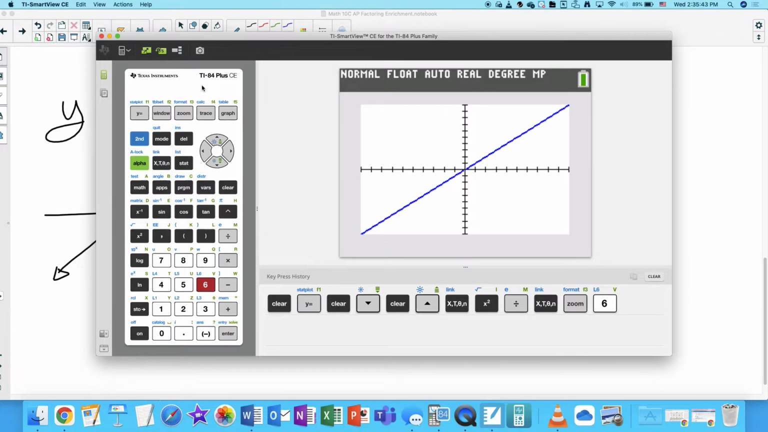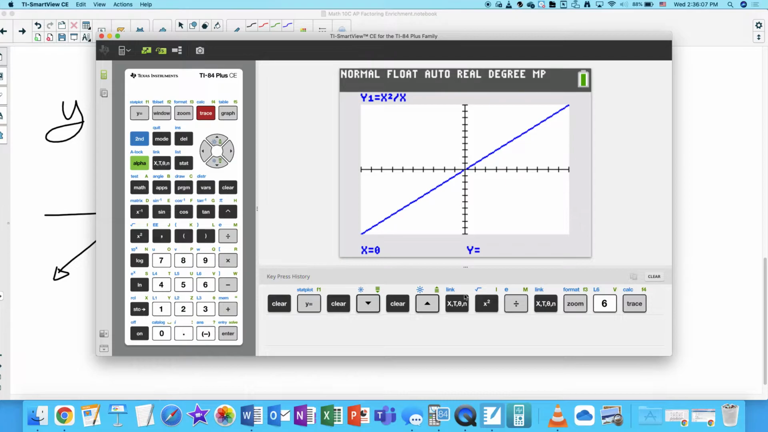But let's see what will happen if I trace it. When I trace it, you can see my x value is 0. It's not giving me a y value. The calculator will not compute that, because when it's computing it, it's saying y equals 0 squared over 0. You can't divide by 0, so it will not show up as a value.